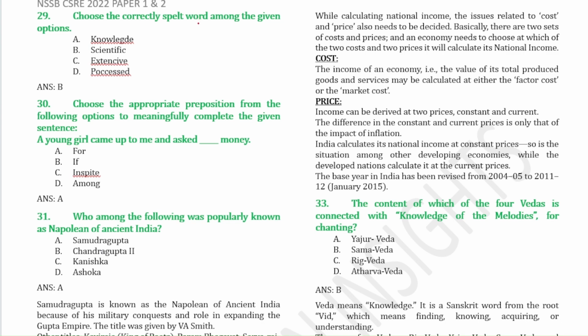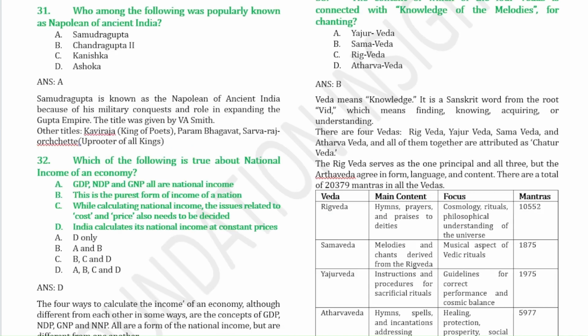Choose the correctly spelled word. Scientific is the correctly spelled word. In question number 13, we have to choose the correct preposition. A young girl came up to me and asked for money.